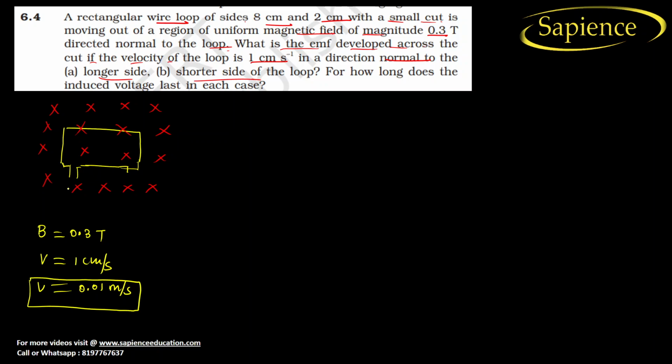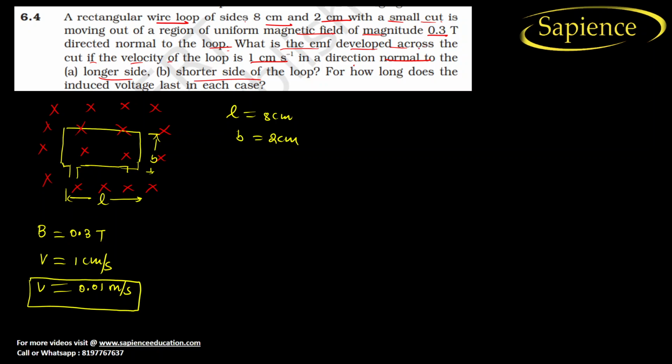Now the length is how much? The length they have provided you as L and the width as B, right? Now they have provided the length as 8 centimeter and the breadth as 2 centimeter, right? Now they are telling that if the loop is moving, first you need to understand the case.